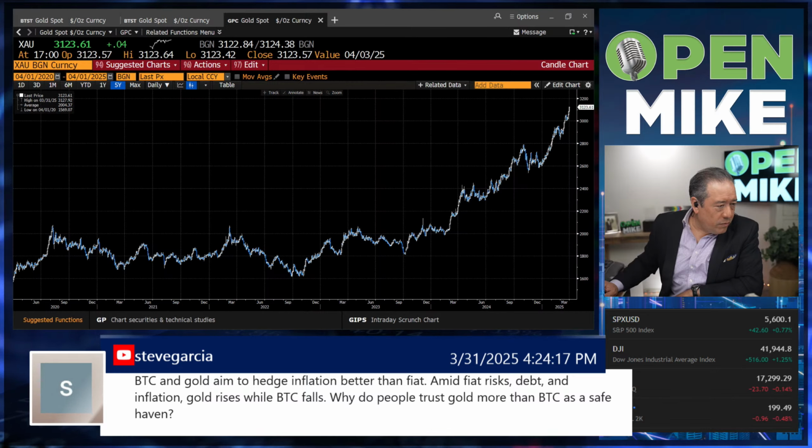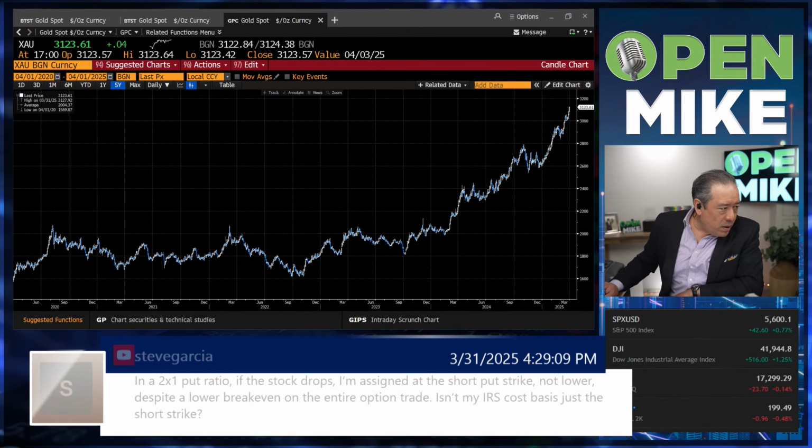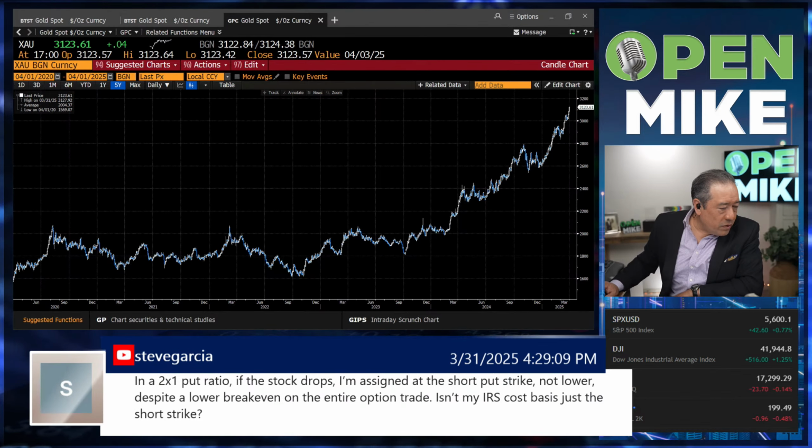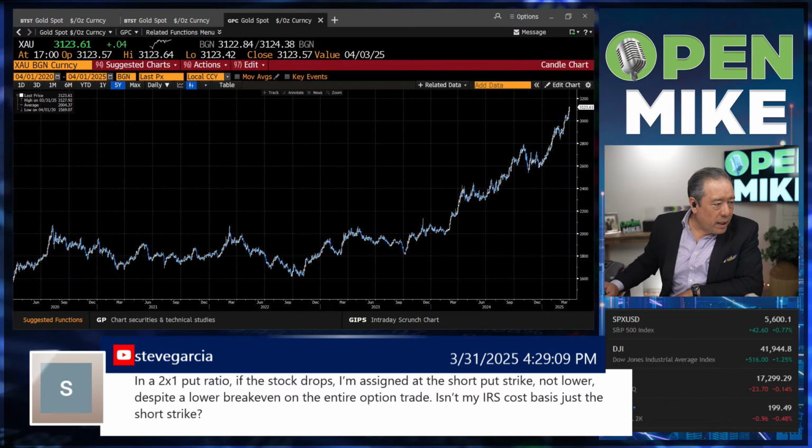Okay, so we've chewed up an hour, so I'm going to try to get to a couple more here. In a 1/2 or a 2/1 put ratio, if the stock drops, I'm assigned at the short put strike, not the lower, despite a lower break even on the entire options trade. Isn't my cost basis just the short strike?